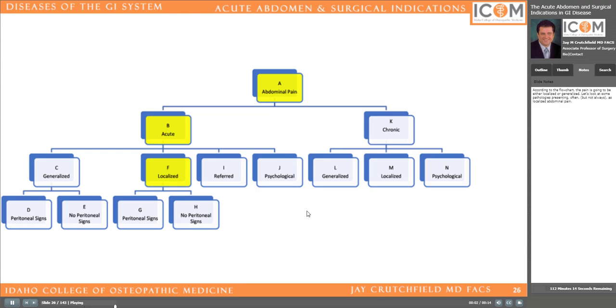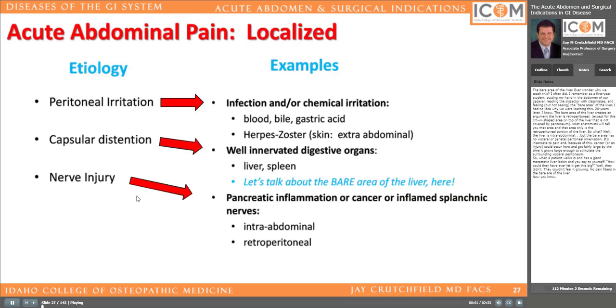According to our flowchart, the pain is going to be either generalized or localized. So let's look at some pathologies presenting often, but not always, as localized abdominal pain. We're sort of beating a dead horse with this slide. We're saying that peritoneal irritation is often caused by infection or chemical irritation. Chemical irritation being hydrochloric acid from a perforated gastric ulcer. Blood or bile spillage can also cause peritoneal irritation.